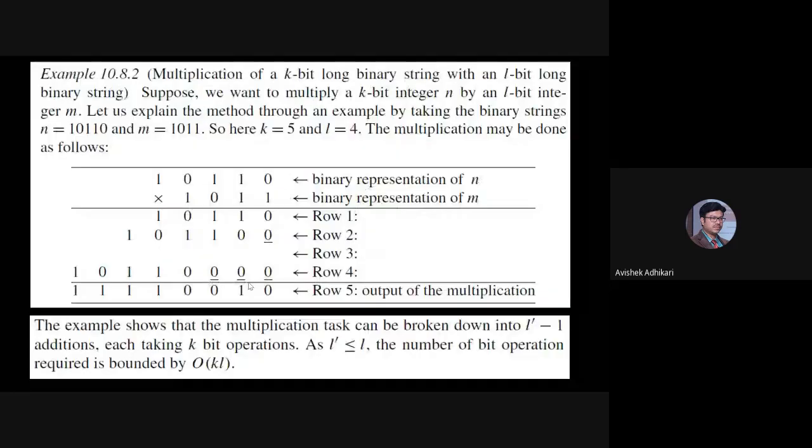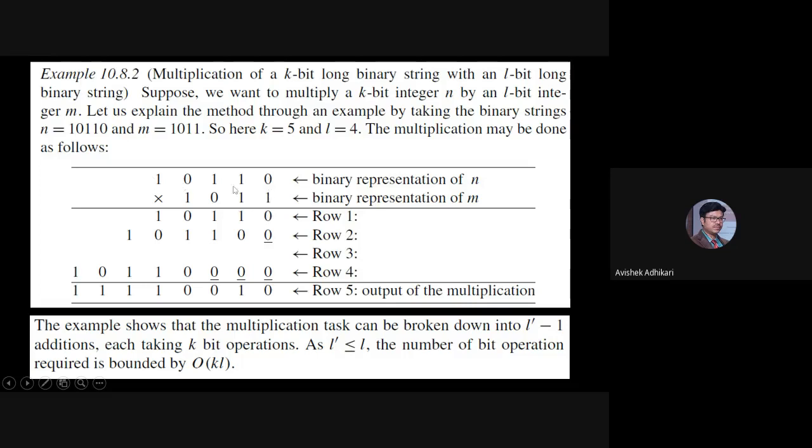Now, if you consider bitwise multiplication, how will you do it? It's basically the algorithm, if you understand it clearly. Suppose this is your binary representation of N and M, this is your M and this is your N. How is it done? If I multiply with 1, you just copy the string, copy N.